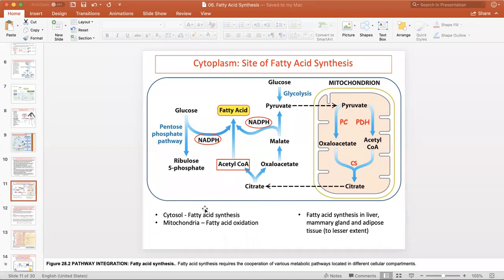So yes, it happens in the matrix. No, the carnitine is required on the surface of the mitochondrial matrix, okay? For the transport of your fatty acid from your cytoplasm to the mitochondria for oxidation, this requires carnitine. With the help of carnitine palmitoyl transferase, you transfer them inside and then it is broken down.